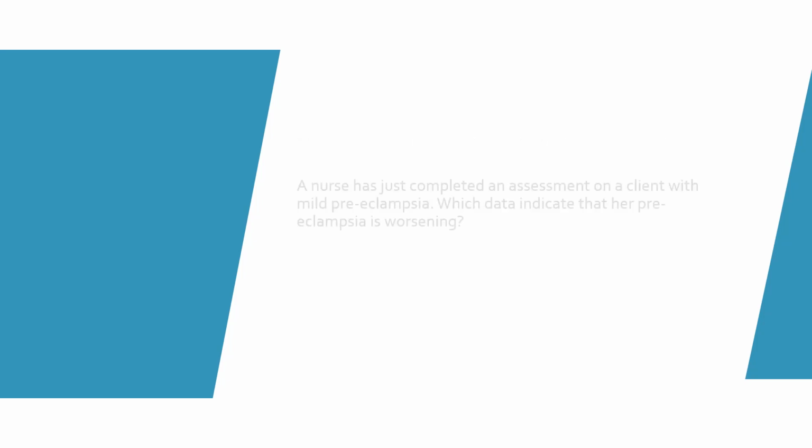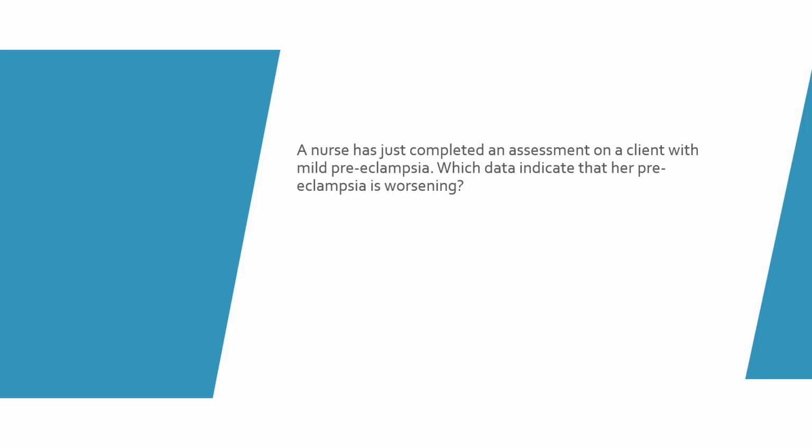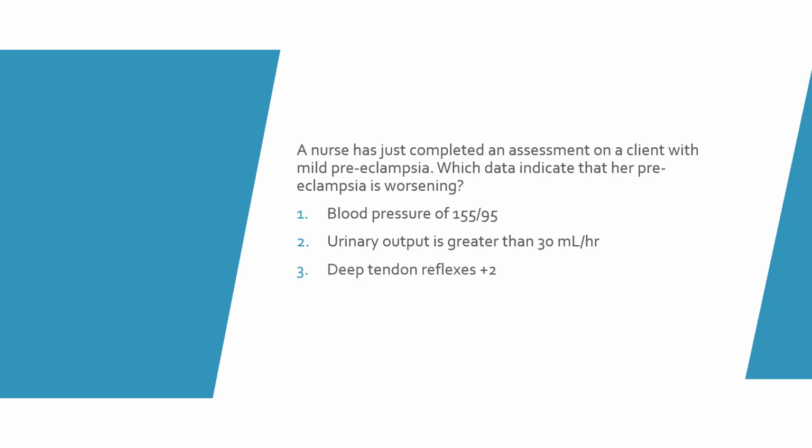Next question. A nurse has just completed an assessment on a client with mild preeclampsia. Which data indicate that her preeclampsia is worsening? 1. Blood pressure of 155/95. 2. Urinary output is greater than 30 milliliters an hour. 3. Deep tendon reflexes of +2. And number 4, client complains of blurred vision.